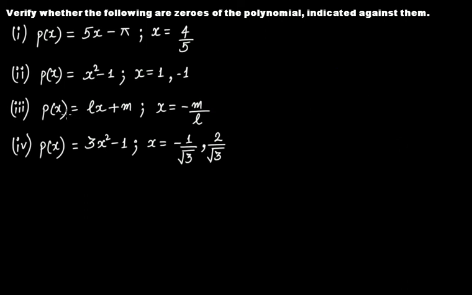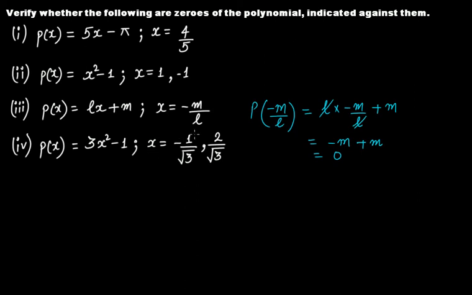In the third polynomial, you have p(x) = lx plus m, and you have to check whether x equal to minus m by l is a root of this polynomial or not. So p(-m/l), that is, if we put minus m by l at the place of x, then if it's a root, this polynomial will be reduced to 0. So l multiplied by minus m by l plus m, right? So this l will give you 1. This is minus m plus m, and yes, it is equal to 0. That's why x equal to minus m by l is a zero of this polynomial.